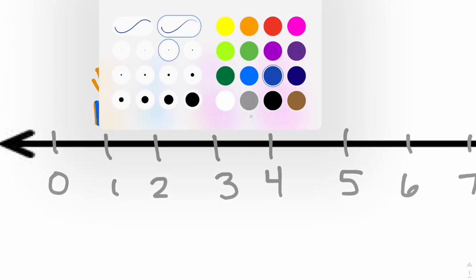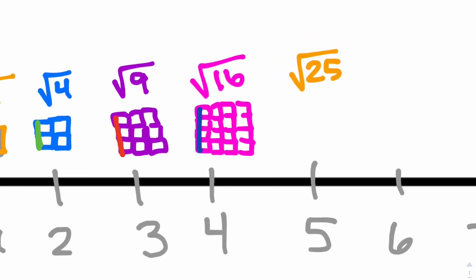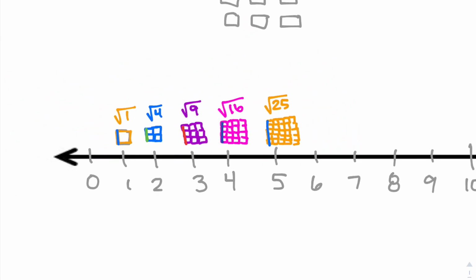So what would 5 be? Pause the video and try to predict what you think the answer for 5 would be. If you said 25, you are correct. So the square root of 25 is 5. I can do 5 rows and 5 columns. Okay, there's another perfect square. So the root of 25 is 5.